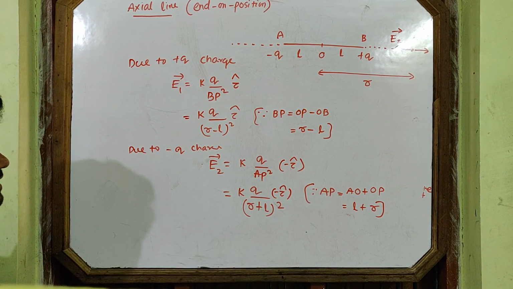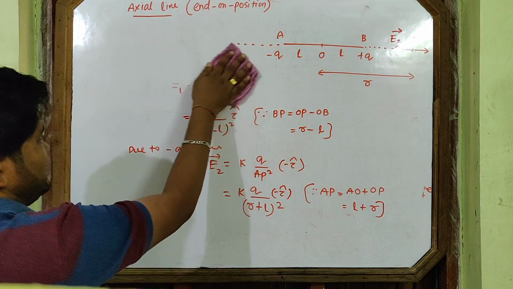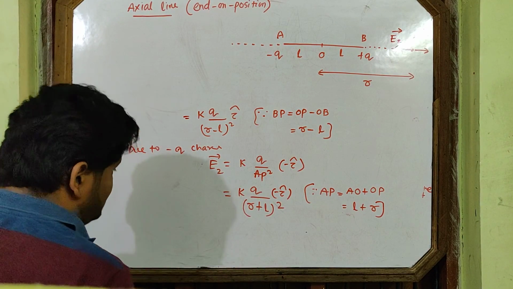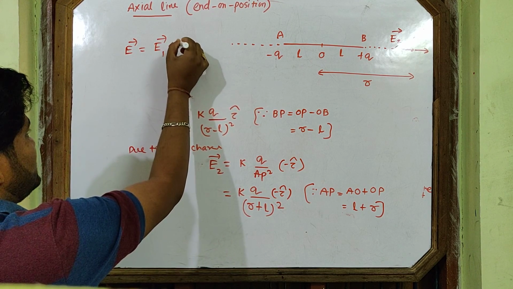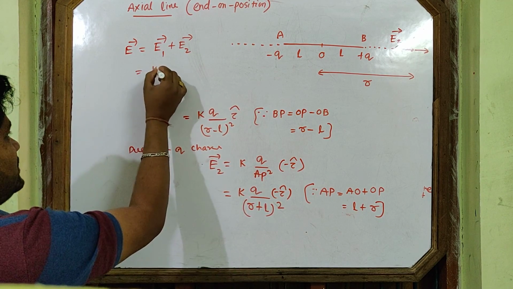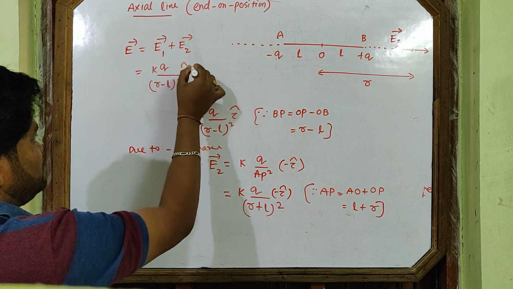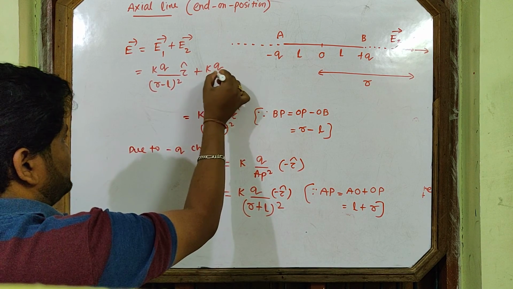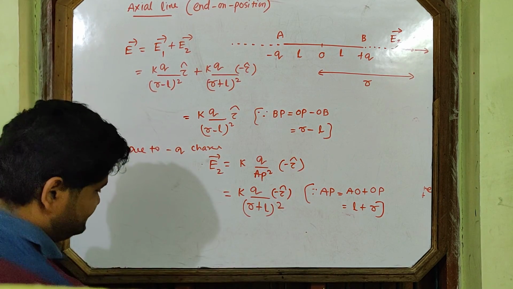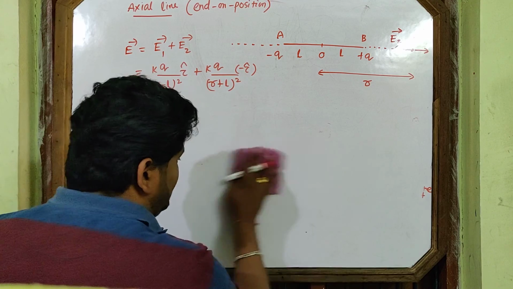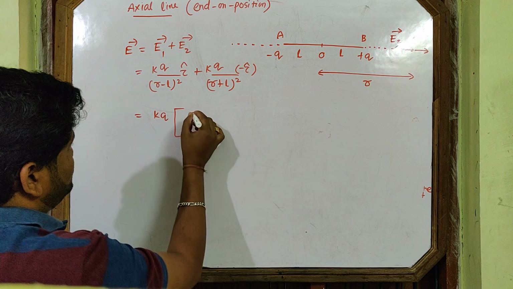Let's add them vectorially, then we'll find the net intensity. So now net intensity E vector is equal to E1 vector plus E2 vector. What is E1? KQ by R minus L whole square I cap. What is E2? KQ by R plus L whole square, here minus I cap. Now add them. Okay, so now you see, a little mathematics we have to do.